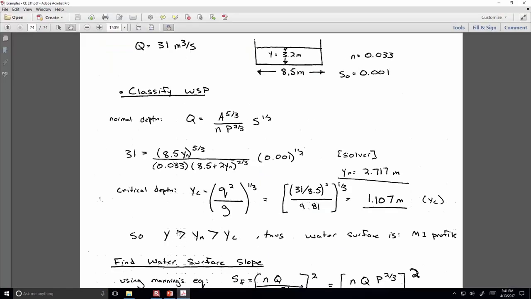So going back to here, the rationale you need to include in a homework assignment or a quiz or an exam, when you're saying what kind of profile it is, is not just sort of a 1 in 6 guess. You get the right one and you explain the criteria why. So the rationale here is that the given depth is greater than the normal depth, which is greater than the critical depth, so therefore the water surface is an M1 profile. All right, so that's the first part of it. Any questions about that so far?